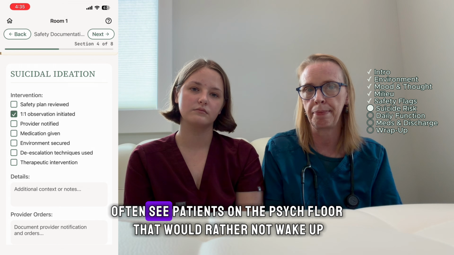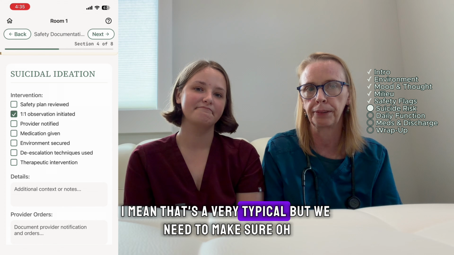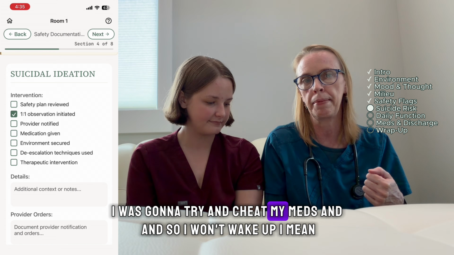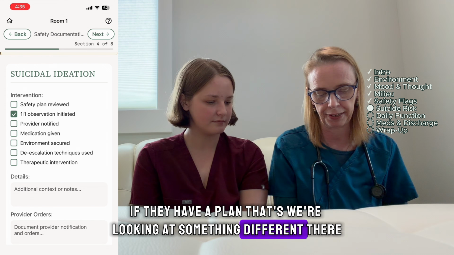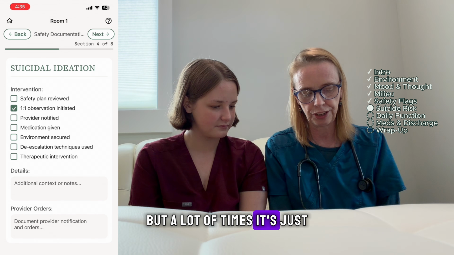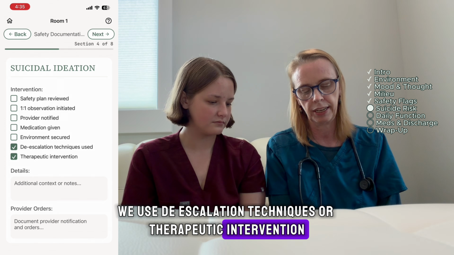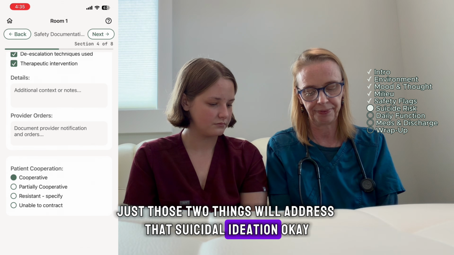And we often see patients on the psych floor that would rather not wake up. I mean, that's very typical, but we need to make sure. If they were like, well, I was going to try and cheat my meds so I won't wake up, I mean, if they have a plan, we're looking at something different there. But a lot of times we use de-escalation techniques or therapeutic intervention, and a lot of times just those two things will address that suicidal ideation.